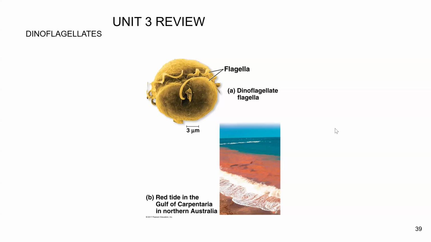Dino means two, and flagella is obviously flagella. So you can see here we've got two flagella. They're part of the alveolates, which is part of the SAR supergroup. These guys can be heterotrophs, phototrophs, or mixotrophs. And we spent quite a bit of time talking about the fact that these guys cause red tides, and that red tides can be very detrimental to both health and economy. So Florida beaches have been shut down fairly commonly due to red tide.